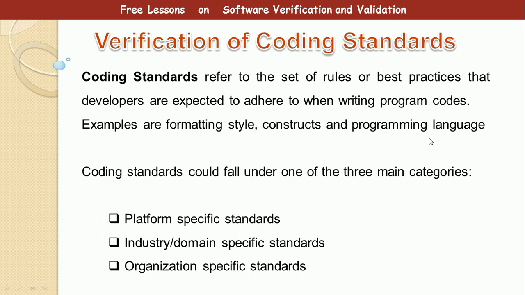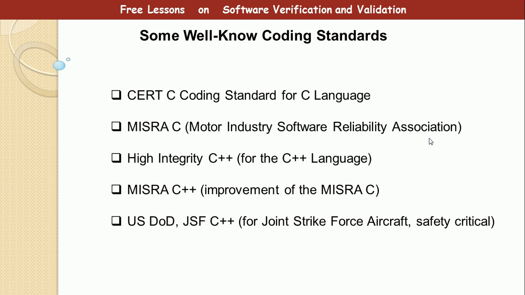Now, there are standards that are organization specific. For instance, the Department of Defense in the United States may have certain standards that are proprietary that they have to adhere to. Or maybe the University of Hazard may have certain standards they adhere to. So these are categories of standards you should know. So if you are verifying coding standards, you also have to check which platform, which industry, or which organization.